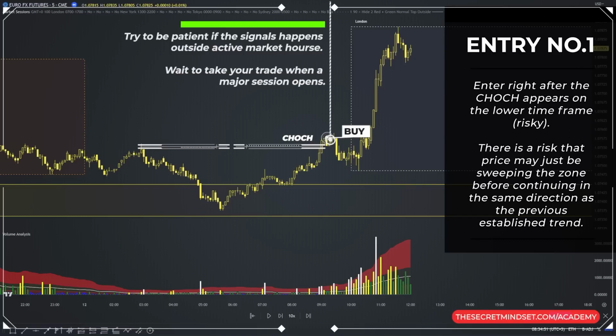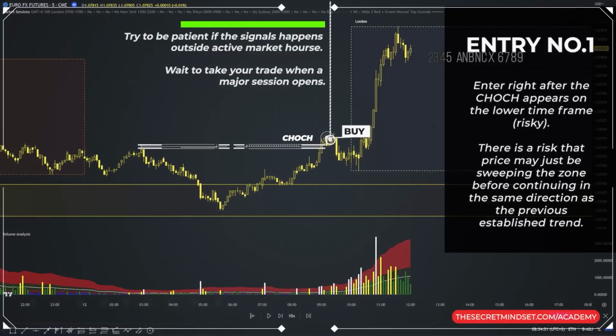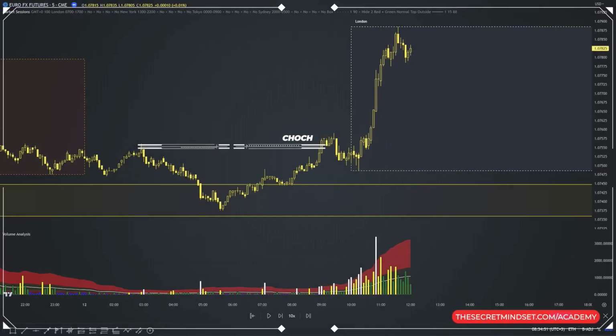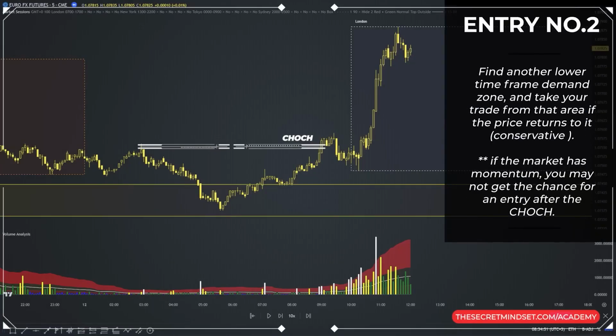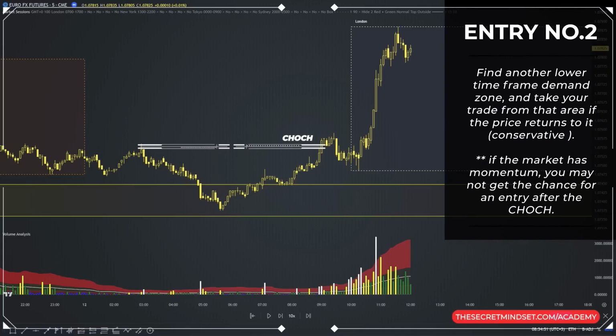There is a risk that price may just be sweeping the zone before continuing in the same direction as the previous established trend. And this presents a danger for traders who solely rely on chochs, as they can produce quite a few false signals. To increase the accuracy of identifying high probability chochs, you might want to use additional confluences.